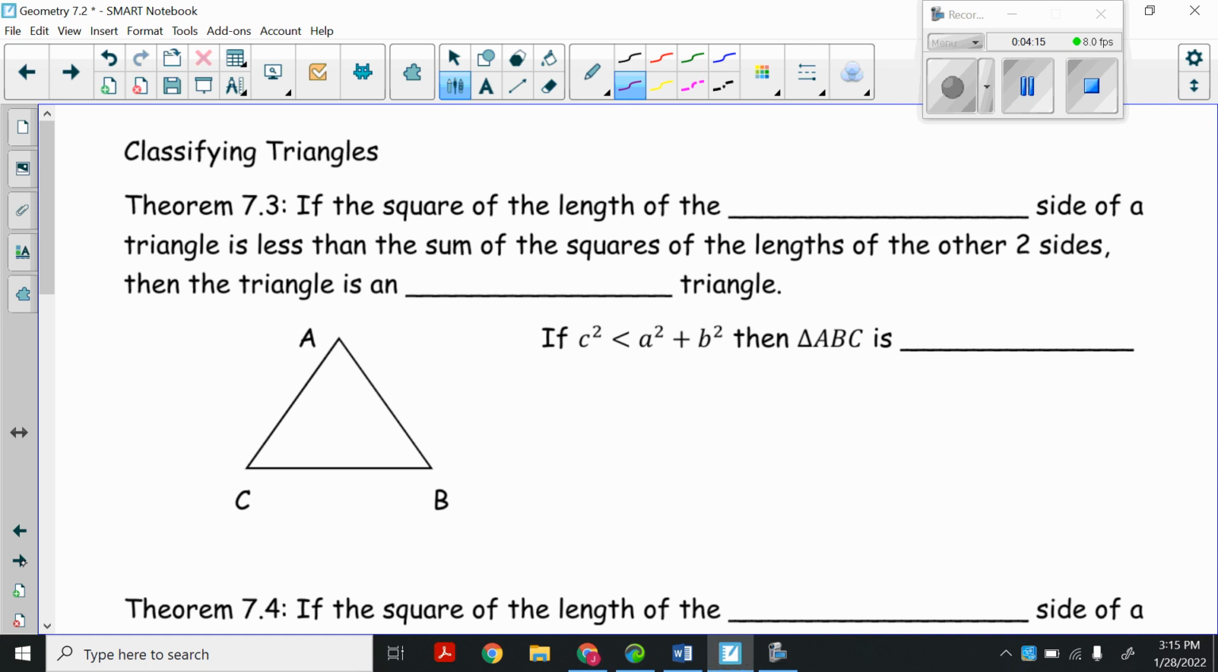Now we're going to talk about classifying triangles. On the front, we just saw where some of them were right triangles, some of them were not. If they were not right triangles, well, what kind were they? That's what we're going to talk about now.